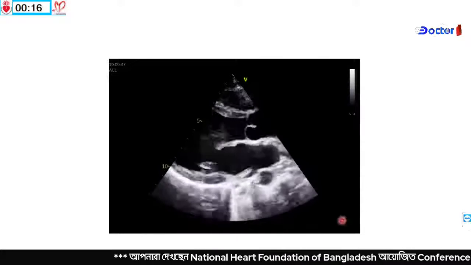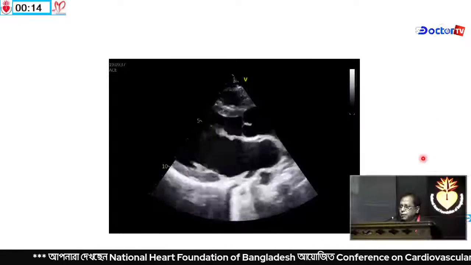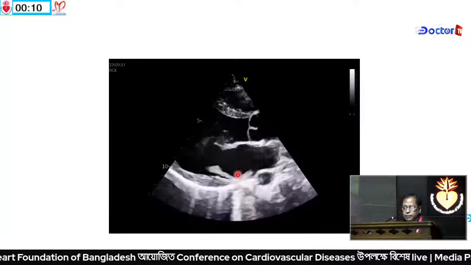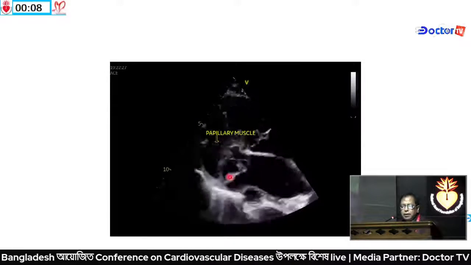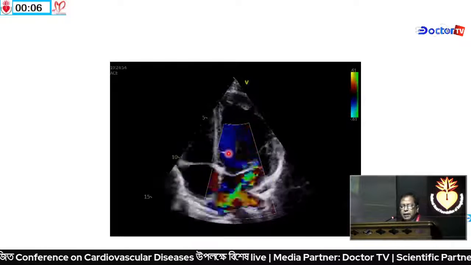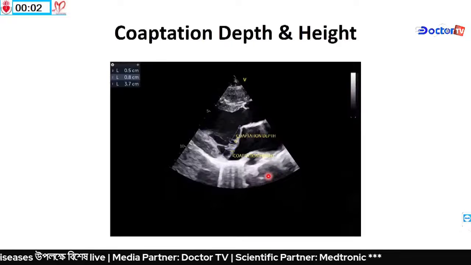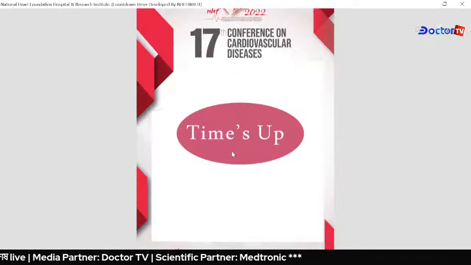And this is an example of a myxomatous valve. There is billowing and prolapse, and there is a ruptured chorda. You can see this is the elongated papillary muscle, and this is the severe mitral regurgitation, with an impinging MR jet. And this is the coaptation depth and height.